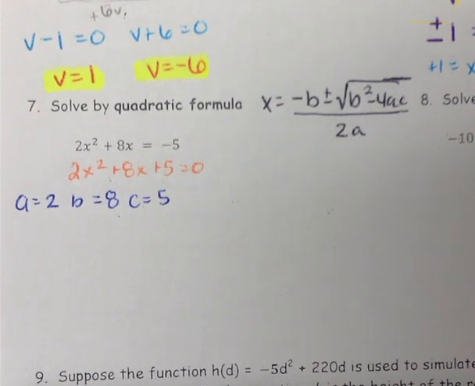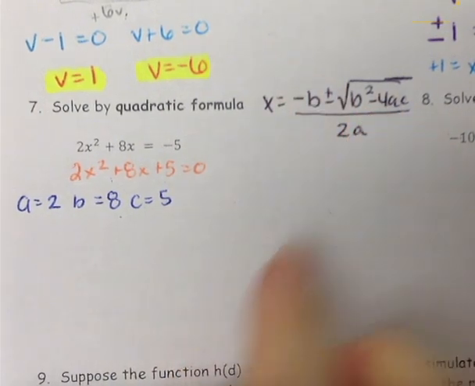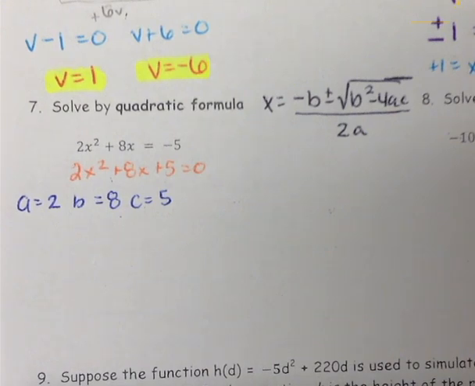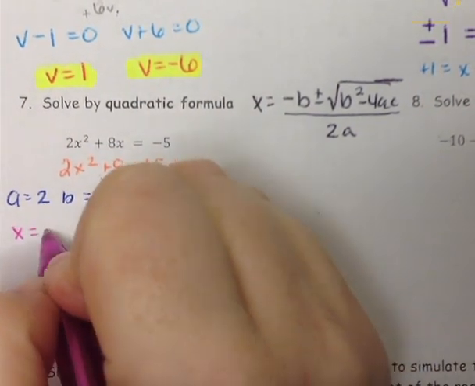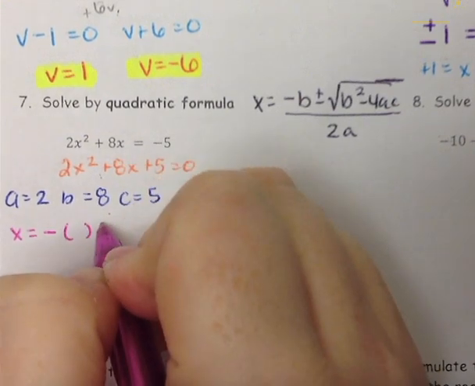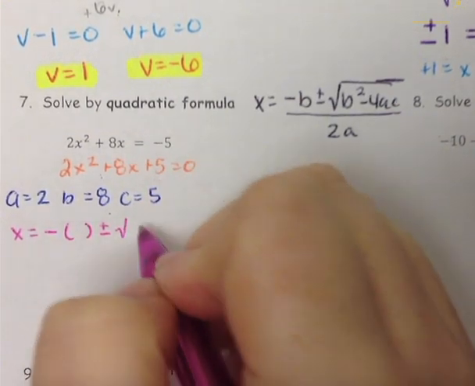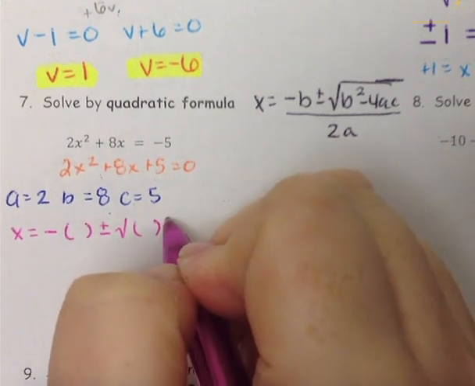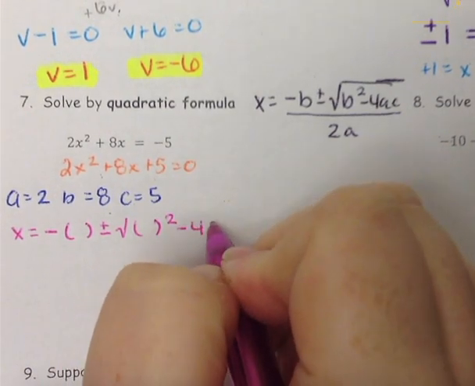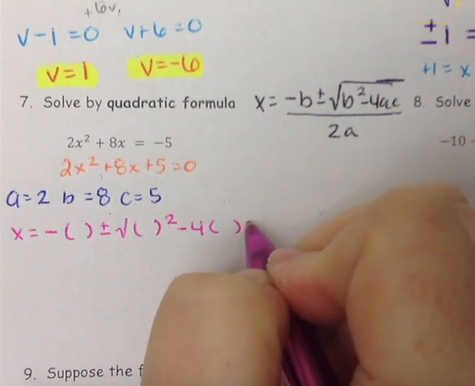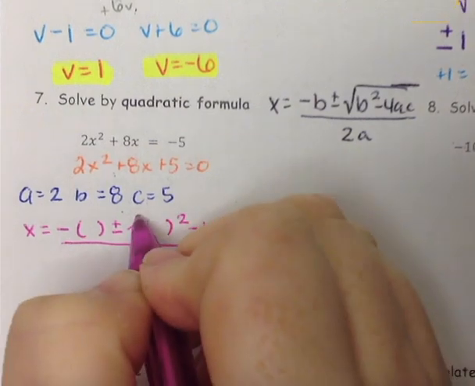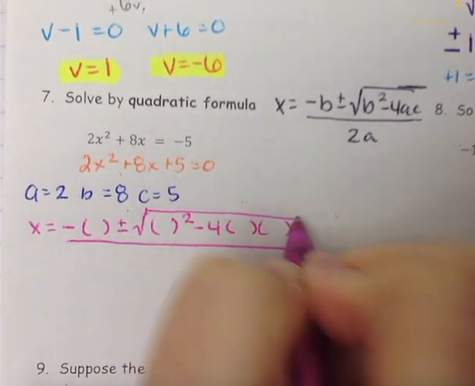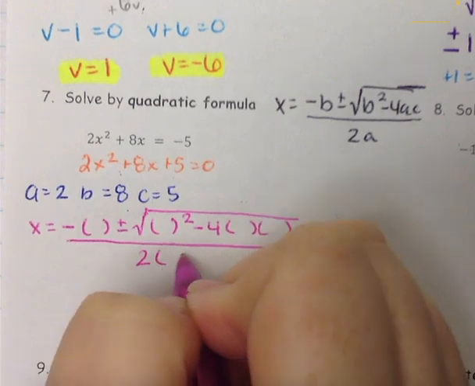So if we plug them in, we're going to put parentheses everywhere we see a letter. So I'm going to do that first, actually. I'm going to put x equals negative b, b is a letter, so I'm going to put parentheses, plus or minus the square root of b, so I'm putting parentheses, squared, minus 4a, a is a letter, so I'm putting parentheses, c is a letter, so I'm putting parentheses, all over 2a, a is a letter, so I'm putting parentheses.